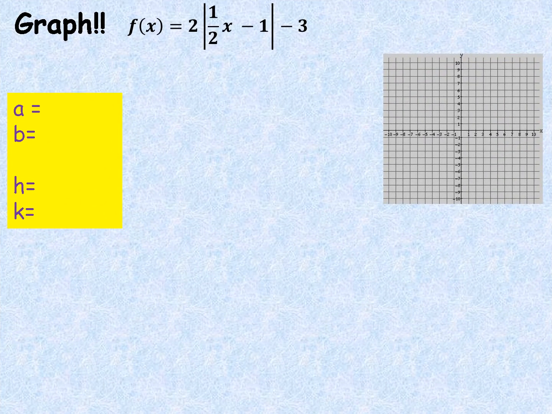Okay, let's look at another function. f(x) = 2 times the absolute value of (1/2 x - 1) - 3. Before I can determine what a, b, h, and k are, I have to factor that b value out, because remember, in the transformational form, it's b parentheses x minus h. So we have to factor that b out.